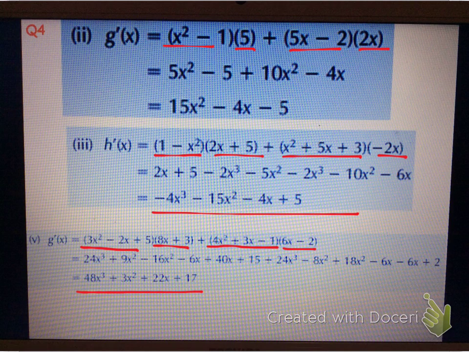So that's the product rule. Make sure you have gone through all of those solutions and that you got them out.